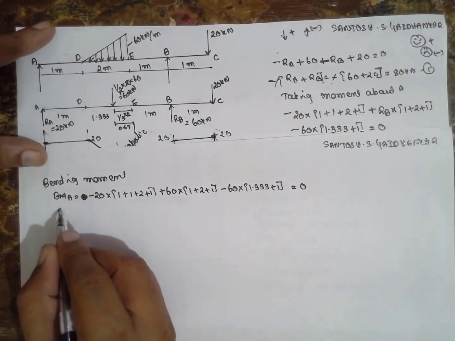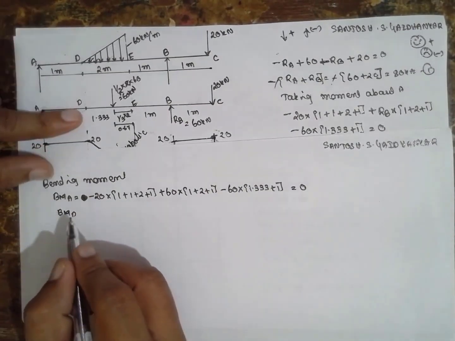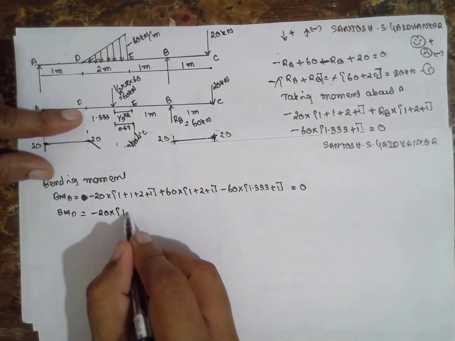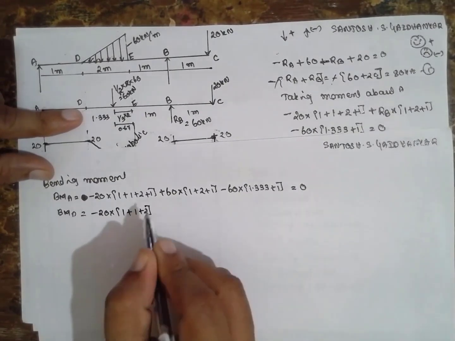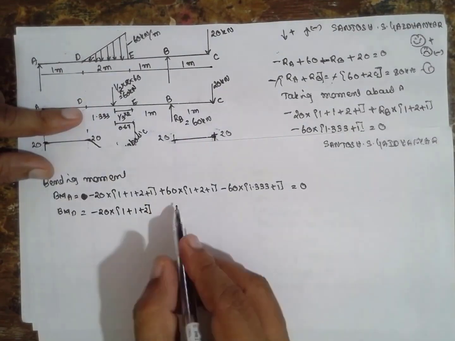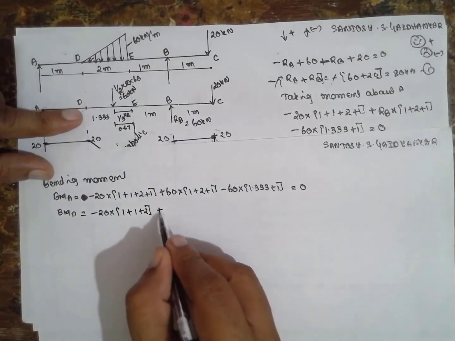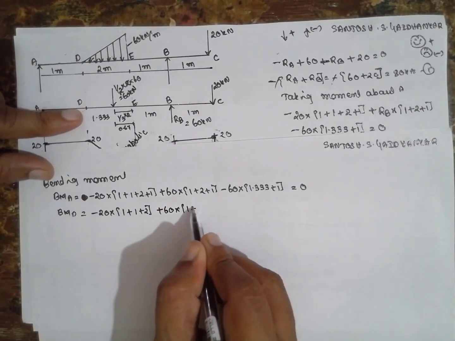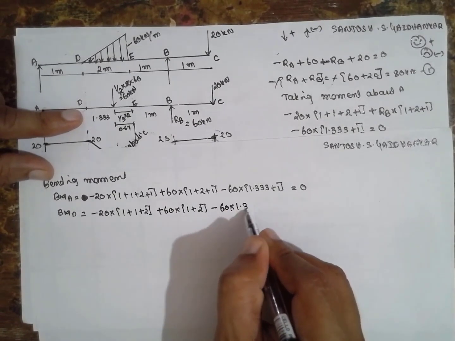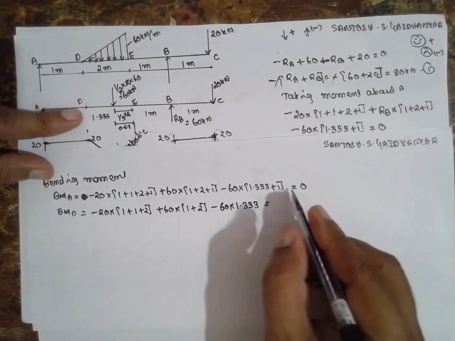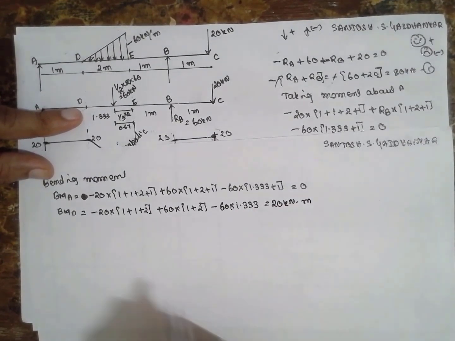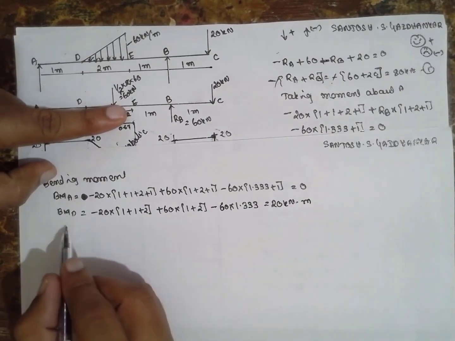Now BM at D. BM at D will be minus 20 into distance, that is 1 plus 1 plus 2. That means this value will be 2 here, because of UDL we have split it here. Next, plus 60 into 1 plus 2 minus 60 into 1.33. The answer is 20 kilonewton meter.